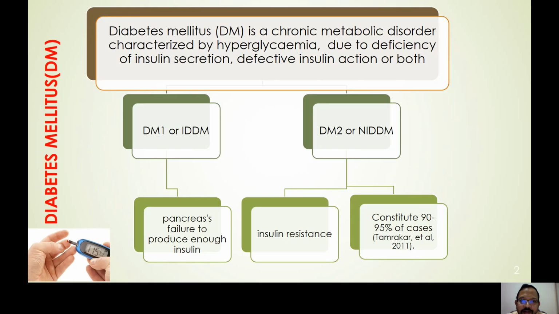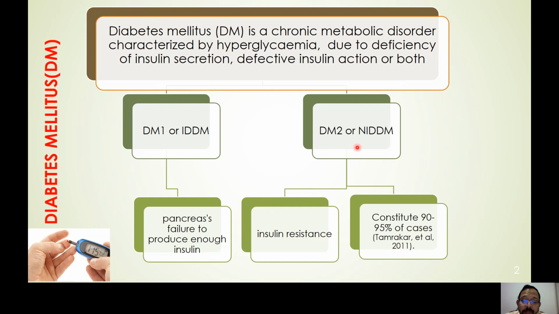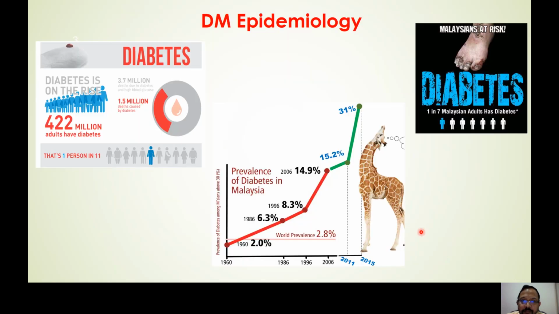It is well known that diabetes is a chronic metabolic disorder characterized by hyperglycemia due to the deficiency of insulin secretion or increased insulin resistance. Normally, type 1 diabetes is caused by the failure of insulin production, whereas type 2 diabetes is mainly caused by increased insulin resistance. Worldwide, nearly 90 to 95 percent of cases are type 2 diabetes.